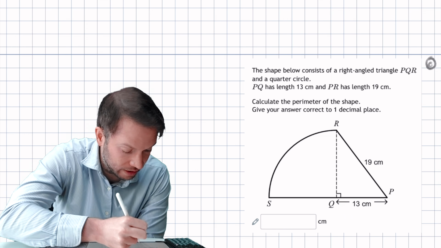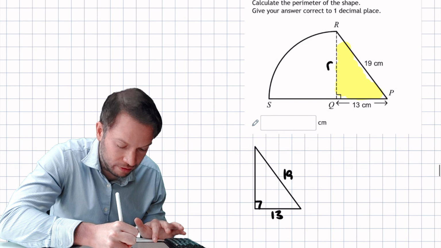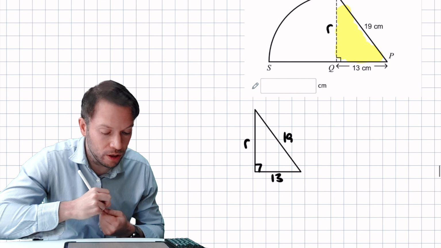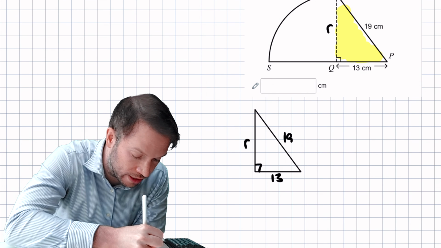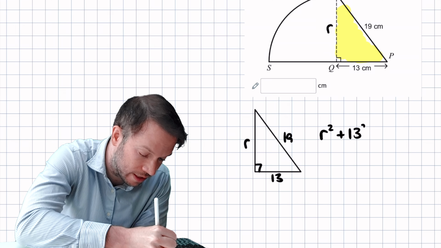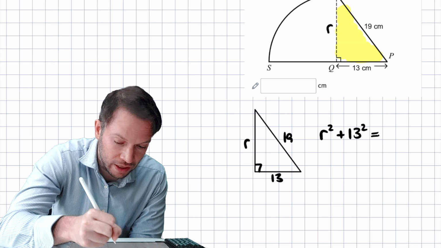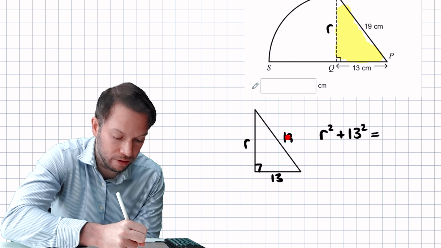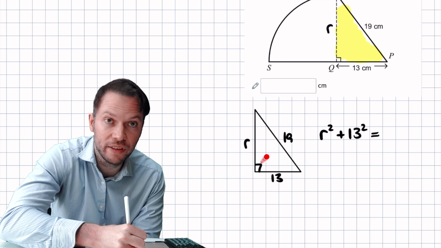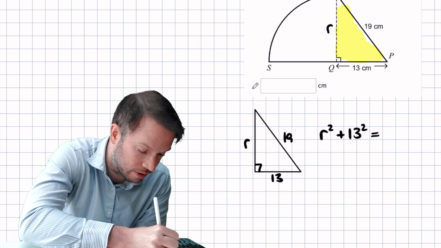So we've got the 13 here and the 19, and let's call this R for the radius of the circle. Remember how Pythagoras theorem works? If you do one of the shorter lengths of the triangle squared, and you add the other shorter length, so we could use the 13 squared, that gives you the length of the hypotenuse squared. And remember, the hypotenuse is the longest length of the right angle triangle, and it's always opposite the right angle. So this is equal to 19 squared.